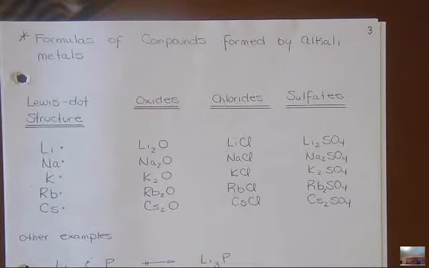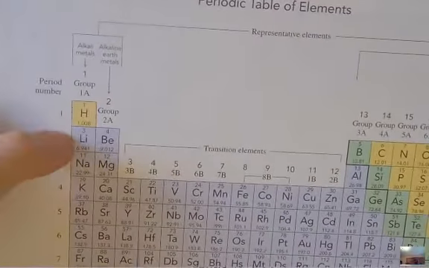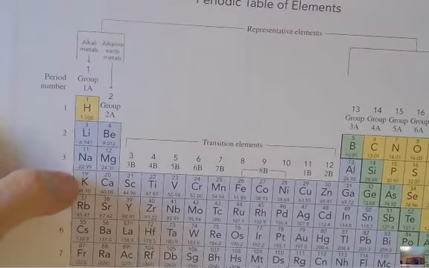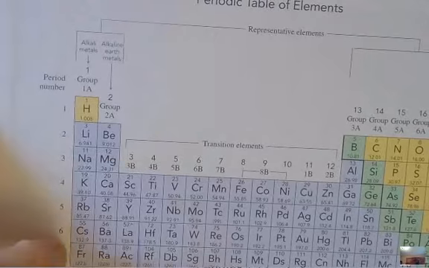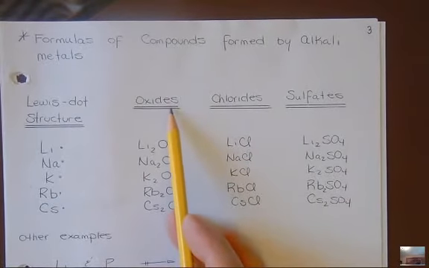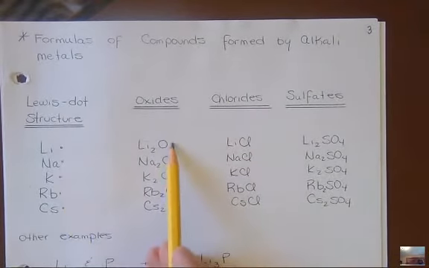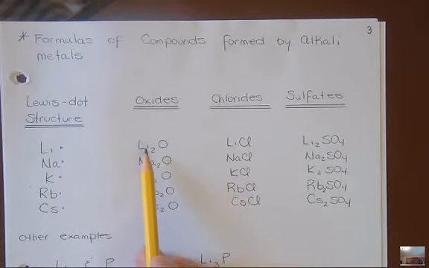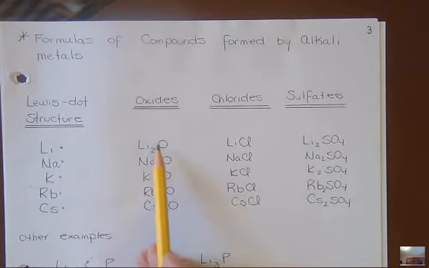Here's some more quick examples before we go on to the new stuff. Formulas of compounds formed by the alkali metals. Okay, so the alkali metals are all in group 1. There they are. Lithium, sodium, potassium, rubidium, cesium, francium. All of these have 1 valence electron, so we draw them with 1 dot. All right, if it's going to get together with oxygen that needs 2 electrons, you're going to need 2 lithiums to satisfy 1 oxygen. So the formula is going to come out to be Li2O.